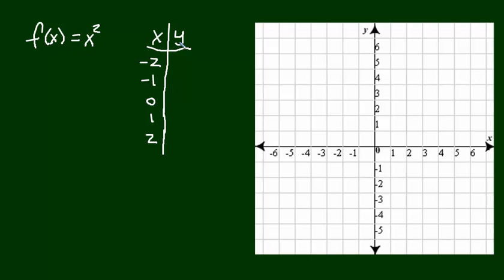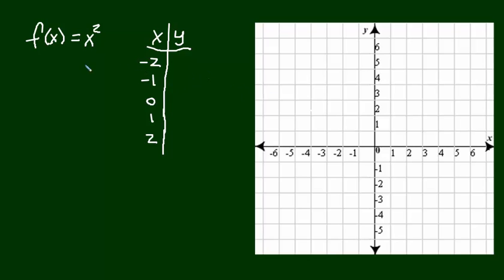Notice I put y here, just so you can see that y is the same thing as f of x. But what I want to do is graph the quadratic by just choosing a few x values, plugging them into the function, seeing what y values we get, and then from there plotting those points on the graph.